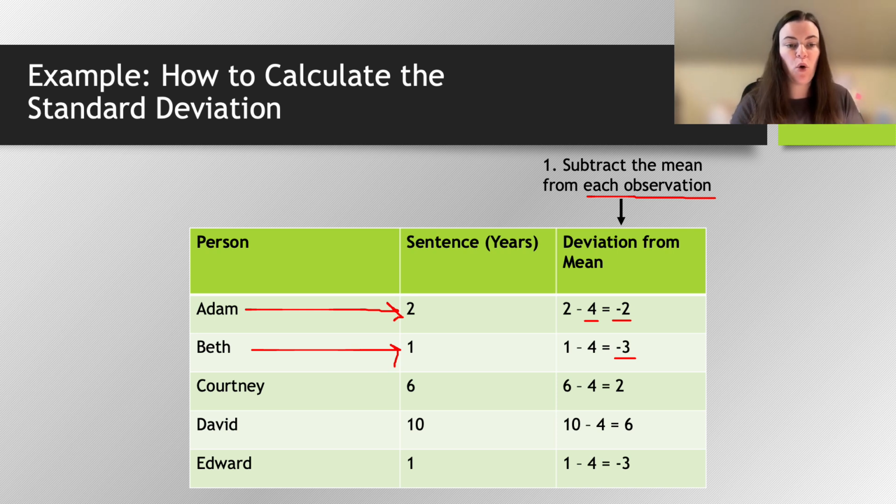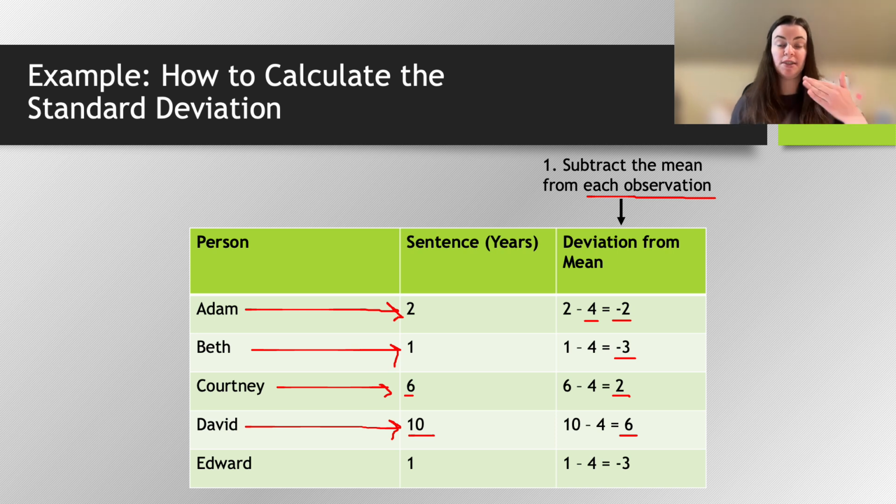But let's take a look at both Courtney and David here, because both of their individual observations are above our mean value. Because of that, they are deviating above Judge Knudsen's average of 4 years. So Courtney is 2 years above, because again, she got sentenced to 6. And David is 6 years above, because he got sentenced to 10 years, which is 6 years above Judge Knudsen's average sentence length of 4. And lastly, with Edward, he also received 1 year, and so his is going to match Beth's right here. So they are going to have the same deviation from the mean, which is 3 years less than Judge Knudsen's average.